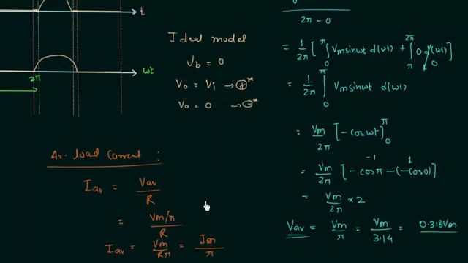There are a few more expressions, but I will not derive them in this lecture. In this lecture there are only two expressions. First one is the average output voltage, which is 0.318 of Vm, and the second one is the average load current, which is Im divided by pi.